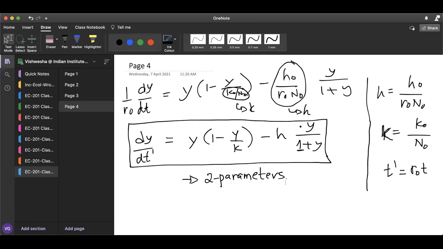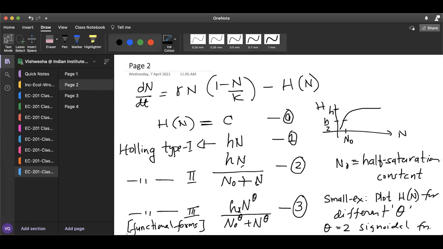Okay, I have a question. I still don't understand what H and K represent, like H0 by R0 N0, and we rescale that and call that H. So what does H represent? We know what H0 represents, right? If you go back to the first equation, H0 is the maximum harvesting rate, right?